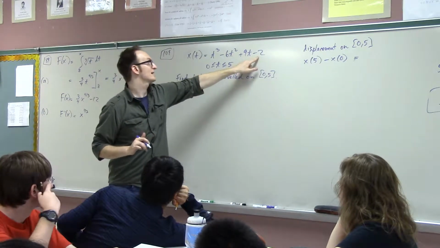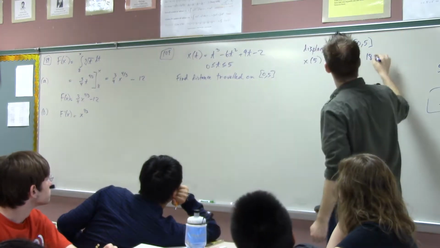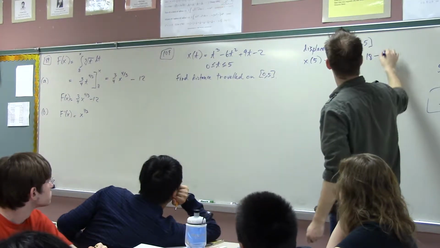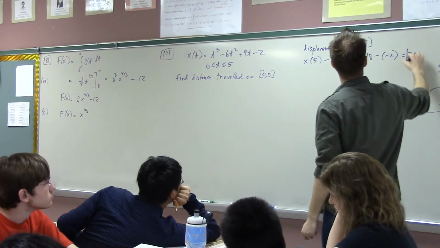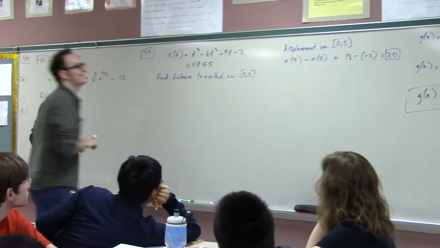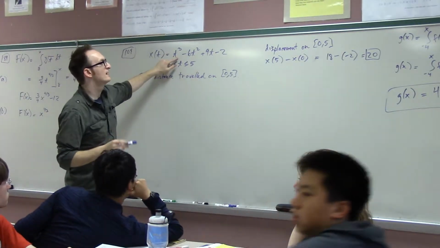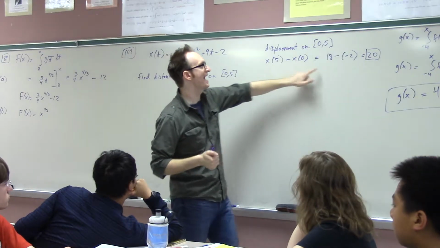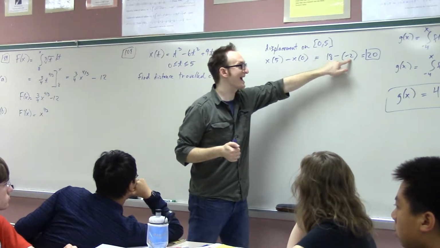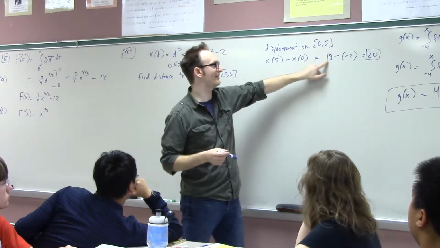20 minus 2 is 18. But it is 18. Minus x of 0, which is negative 2. So the answer is 20. Okay. So all that tells me, thank you, Christine, is that I started at time 0 at location negative 2, and I ended at time 5 at 18.